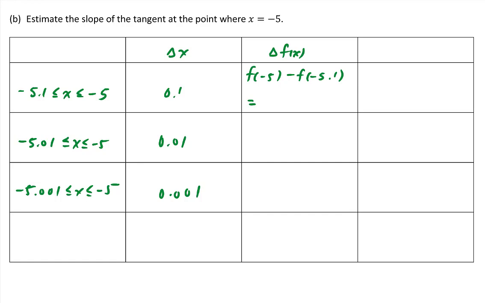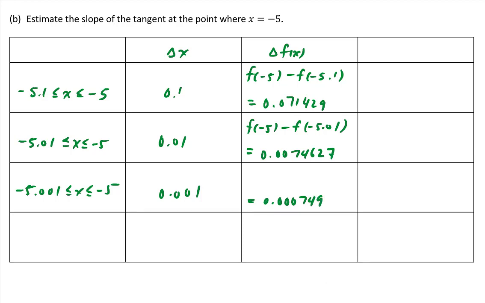And using your calculator, you should end up with decimal 0.71429. For the next one, it's f of -5 minus f of -5.01. And I end up with decimal 0.74627. And for the next one, I end up with decimal 0.0074963. Finally, let's determine delta f of x over delta x.